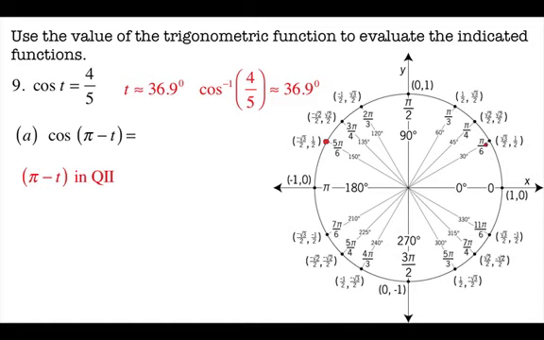Whatever this angle is, the x value is positive, but pi minus whatever that angle is will be negative, positive, negative, positive, negative, and so forth. So that's why I know that cosine of pi minus t is going to be the negative of this.